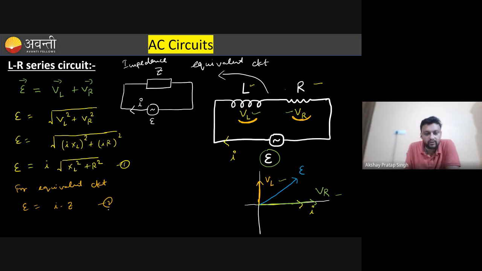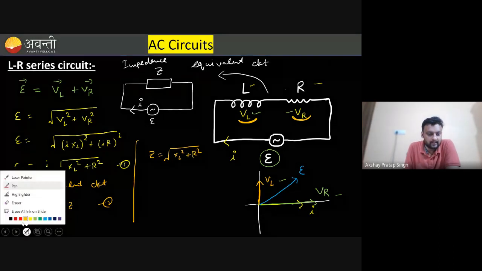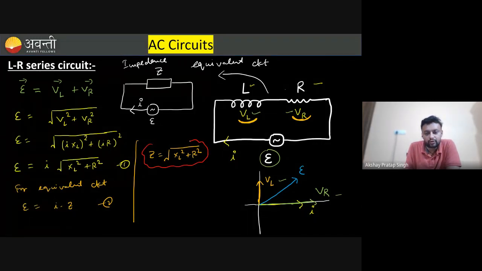Now, if you compare equations 1 and 2, you will get the impedance. So Z is equal to the root of XL square plus R square. This is the result for impedance that you should always remember. For the LR series circuit, what is impedance? Root of XL square plus R square. Is there any doubt till now about what impedance is? Okay.